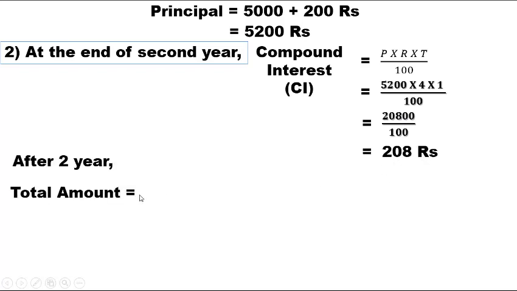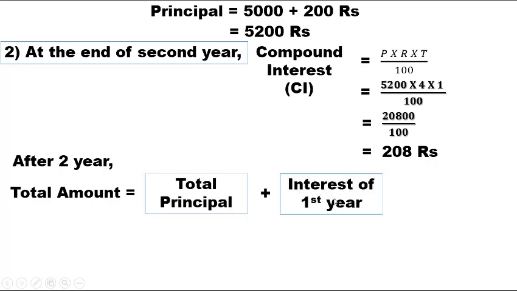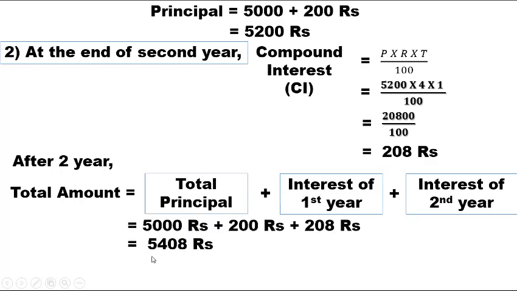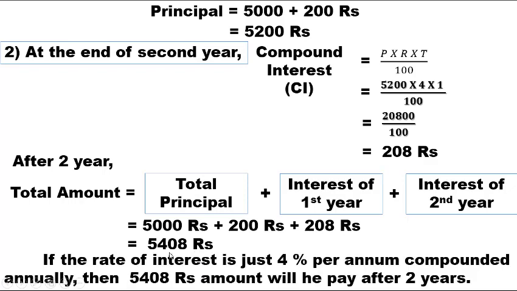After 2 years, total amount is equal to the principal plus the interest of the first year plus the interest of the second year, which is equal to 5000 plus 200 plus 208 rupees, which is equal to 5408 rupees. If the rate of interest is 4% per annum compounded annually, he will pay 5408 rupees after 2 years.